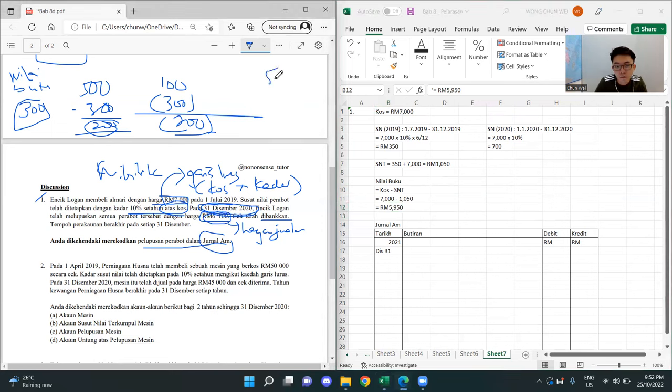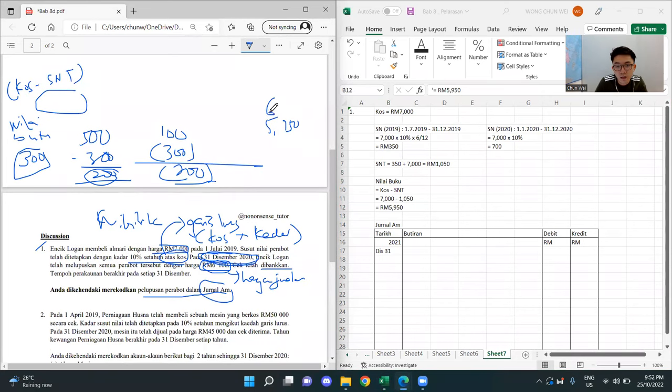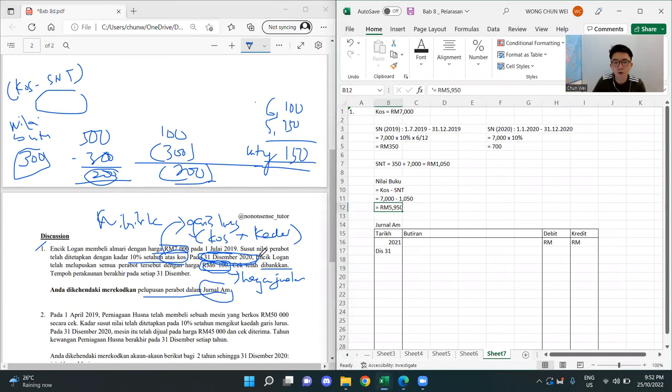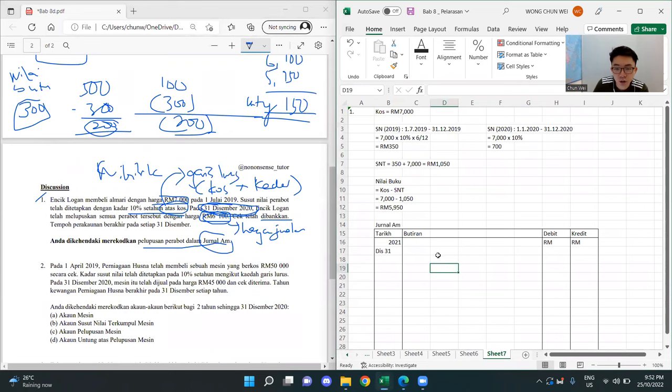So if 5950 is your nilai buku, but you can sell for 6,100 ringgit, meaning there is an untung of how much? Untung of 150 ringgit. Is it? All right. Okay, so let's see. How do we record in this journal?